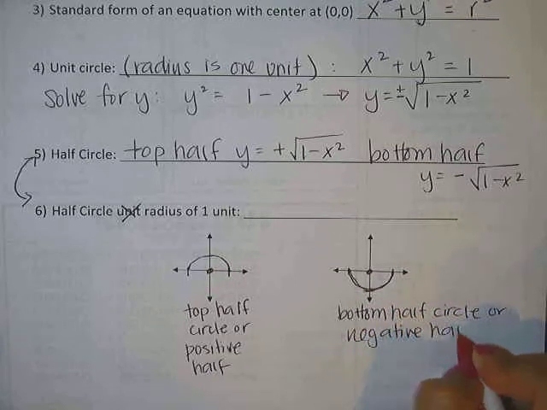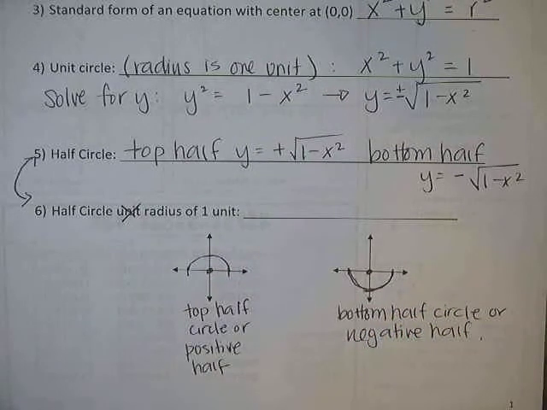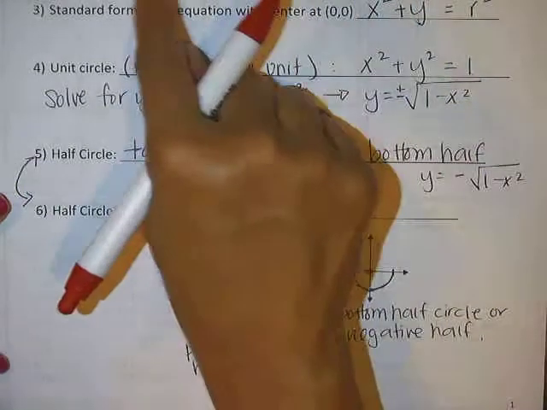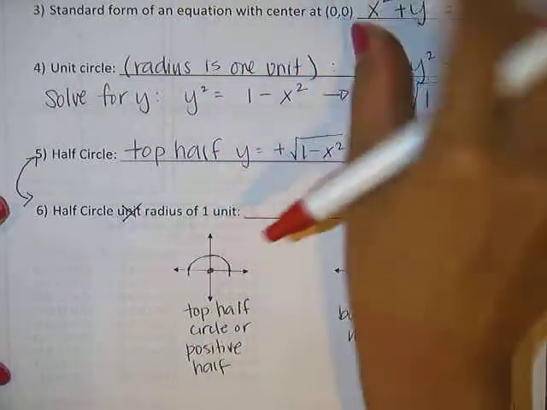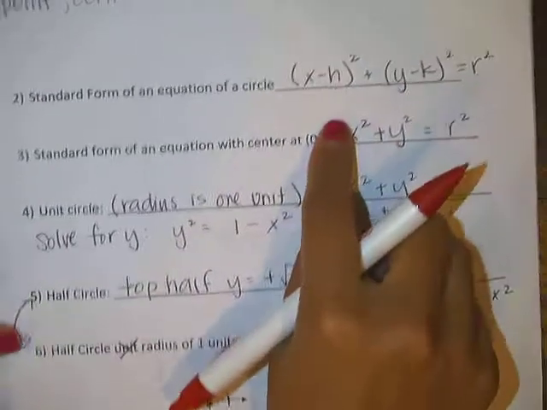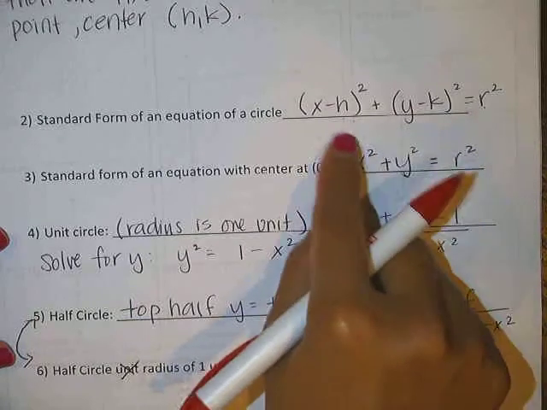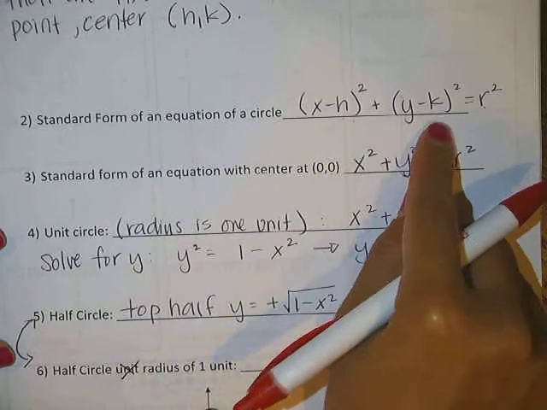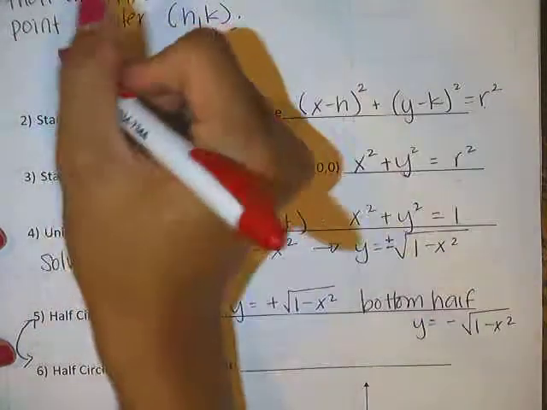Okay, so that's what a half circle will look like. So now, what if the radius is not 1 unit? How would you get the top half or the bottom half? Okay, so what I would need to do is take the standard form of a regular circle and solve for y. So I'm going to do all the work up here.